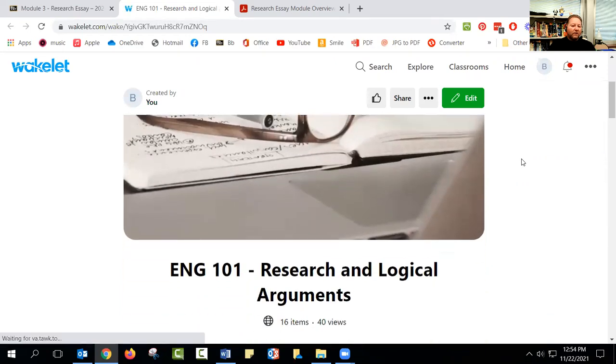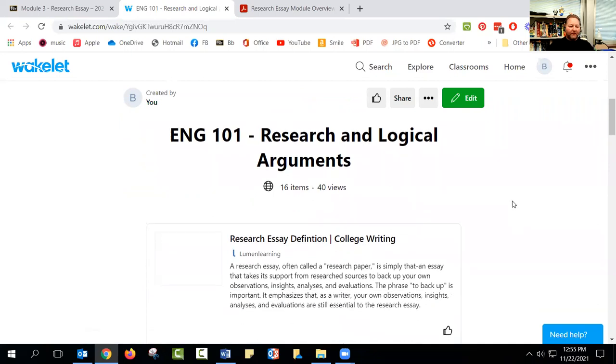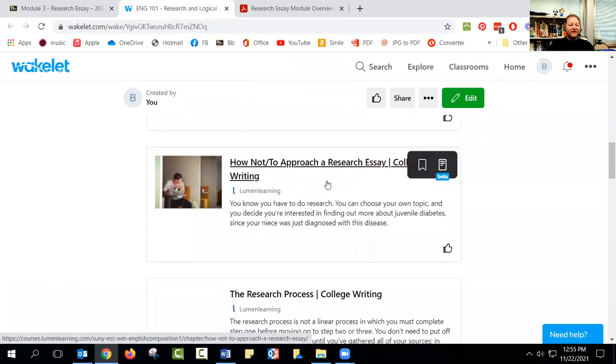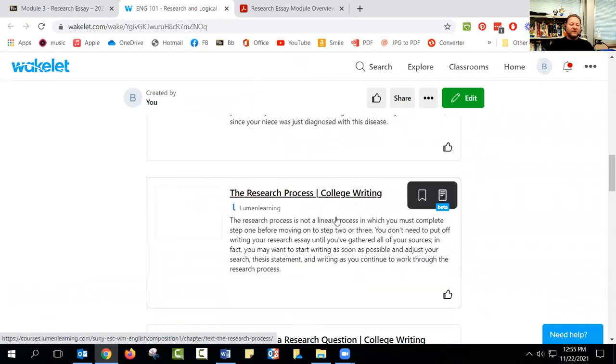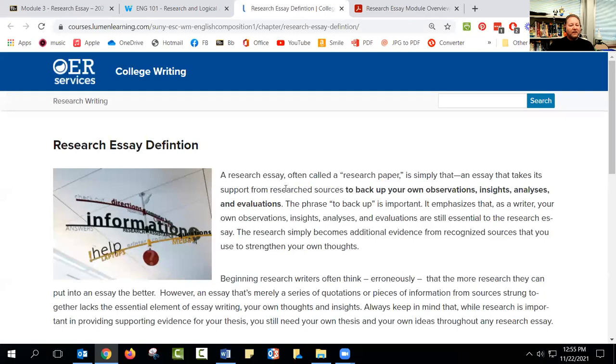And these are in order of how you should learn and understand about them in order to be successful at the research paper, right? So it starts really simply, like research essay definition. What is that? Research purpose, how not to approach the research essay, what's the research process, that kind of stuff, right? So some of it, if you had a really good teacher like your senior year in high school, you might know some of this. Hopefully some of you do, but if you don't, it's okay, all right?